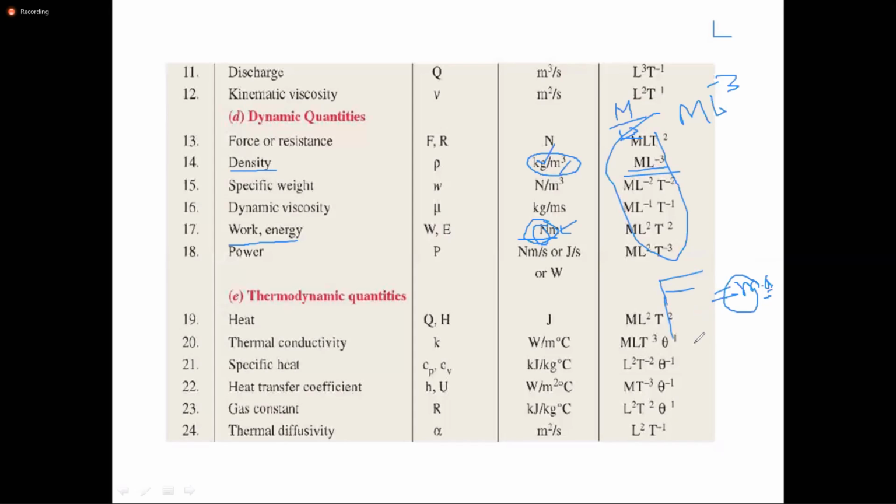Energy is equal to force into distance, displacement. That's the reason we need this force. Force is equal to ma. M is nothing but kg, into meter per second square. Kg is M. At the same time, meter per second square is L per T to the power of minus 2, into, again we have one meter here, that is L.